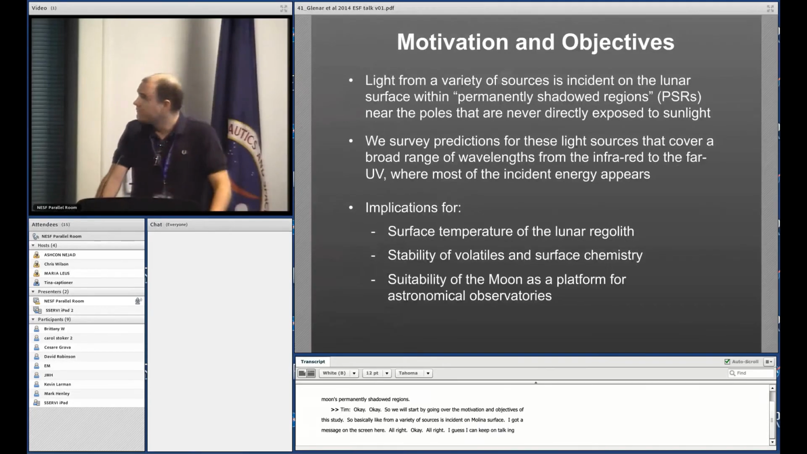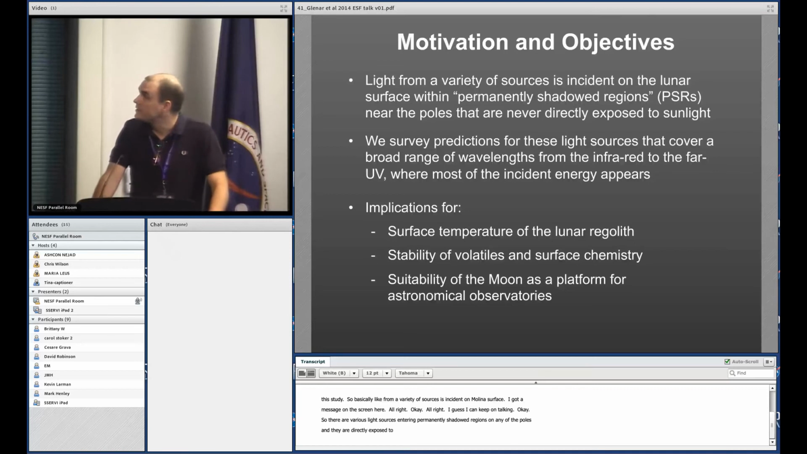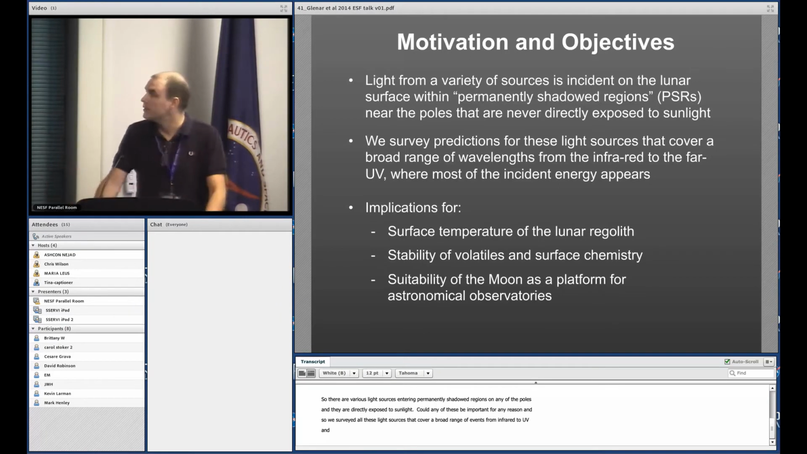Okay. So there are various light sources entering permanently shadowed regions near the poles that are never directly exposed to sunlight. And so the question is, could any of these be important for any reason? And so we survey all these light sources that cover a broad range of wavelengths from infrared to far UV. And so that kind of covers where most of the energy would be entering into the PSR.